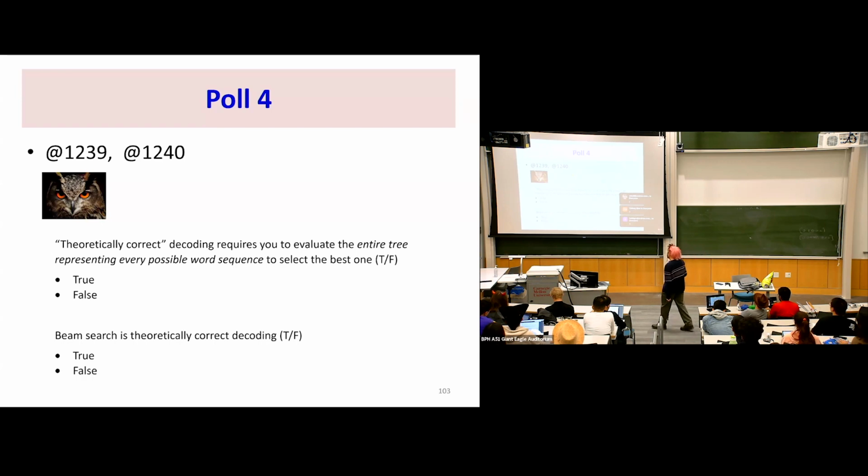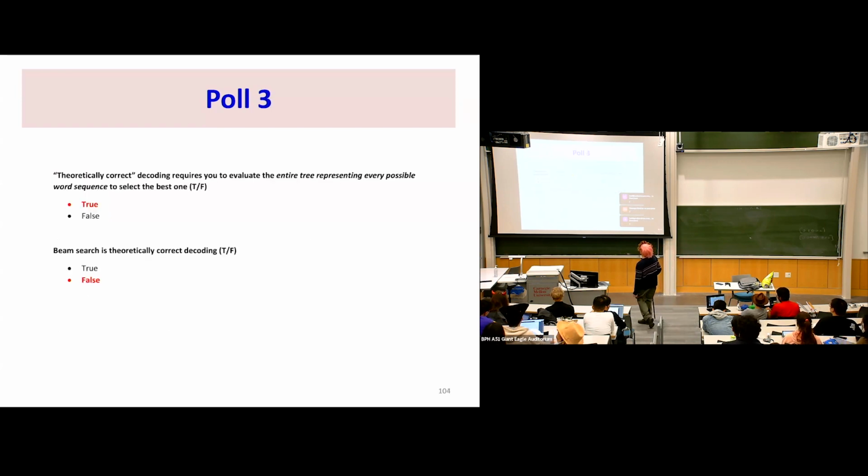All right. So theoretically correct decoding requires you to evaluate the entire tree representing every possible word sequence to select the best one. This is true. Beam search is not theoretically correct. Why is it not theoretically correct? Because I'm retaining the top k and the best one might have been one of the ones that I killed. Right? This is just your best guess.